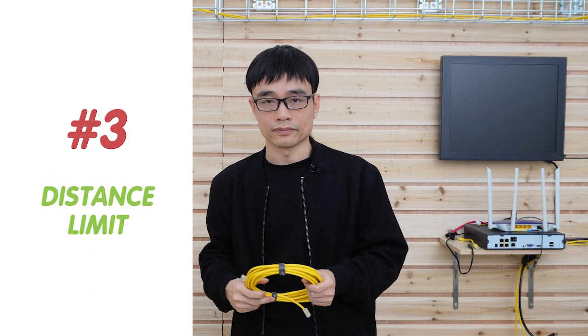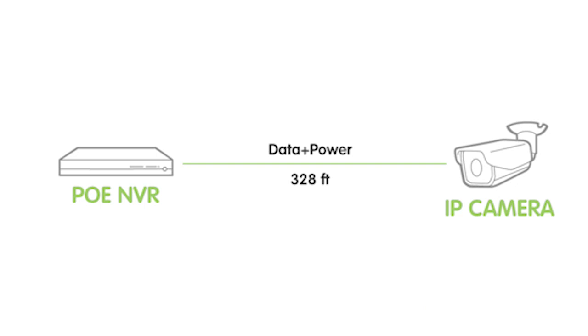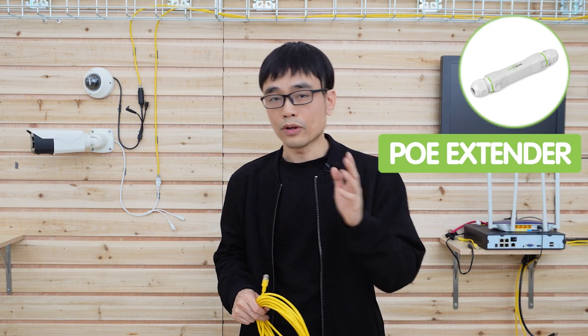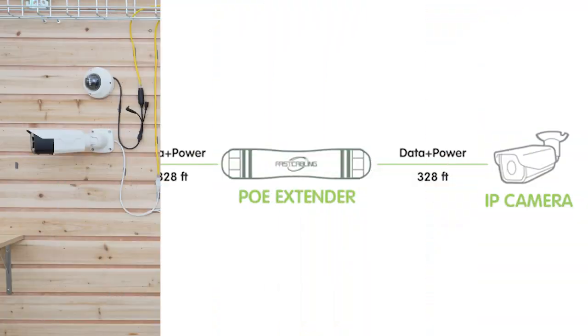And there is also a distance limit. The maximum distance between the camera and the network video recorder is limited to about 328 feet, just 100 meters. If you need to run the cable beyond 328 feet, then you need to add additional equipment, a PoE extender. And one PoE extender can extend another 328 feet. You can reference my other video on how to use the PoE extender to set up a long run PoE network.